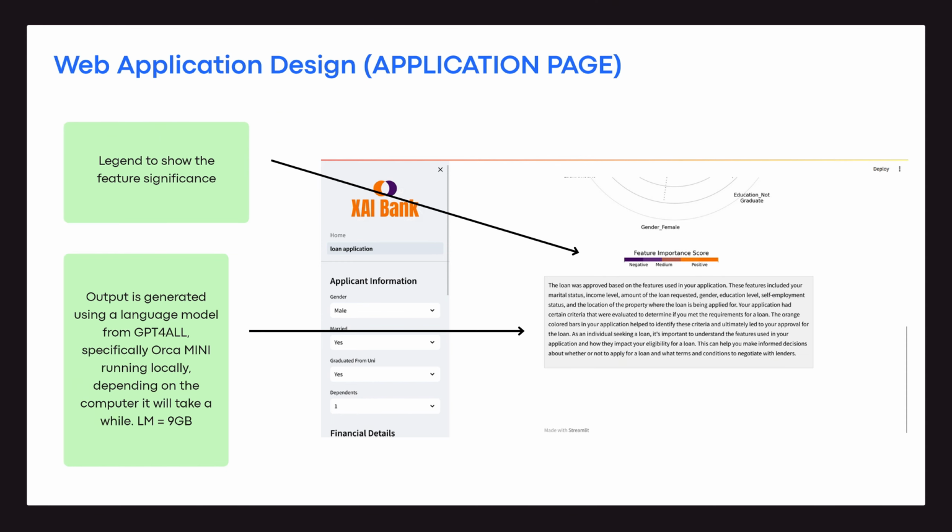Specifically, it is the Orca Mini, which is running locally on my computer. This Orca Mini size is around 9 gigabytes. In computer terms, it's very big, but in language model terms, it's actually a very, very small size. There are language models that are over 50 gigabytes that are much smarter in terms of explanation.